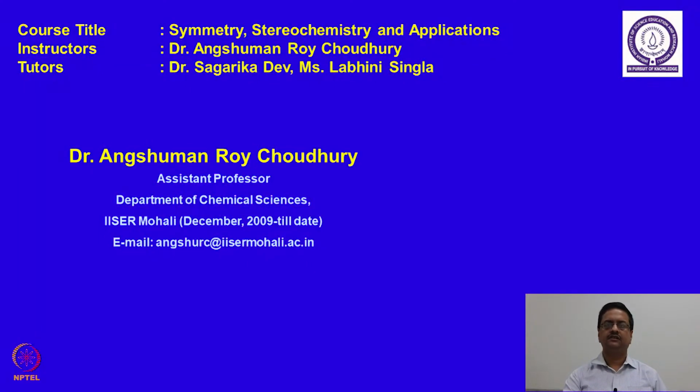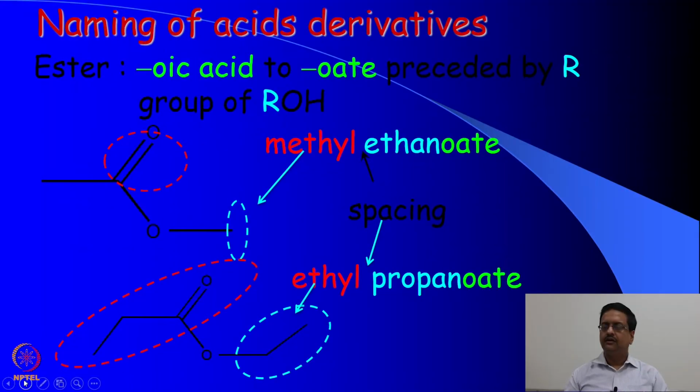Welcome back to the course on symmetry, stereochemistry and applications. In this lecture, we will continue our discussion on the nomenclature of organic compounds. In the previous lecture, we were discussing the nomenclature of compounds derived from carboxylic acids. So, here we will continue that discussion.